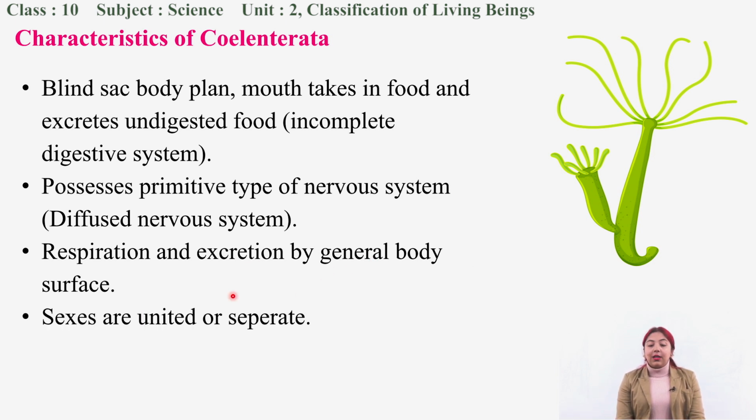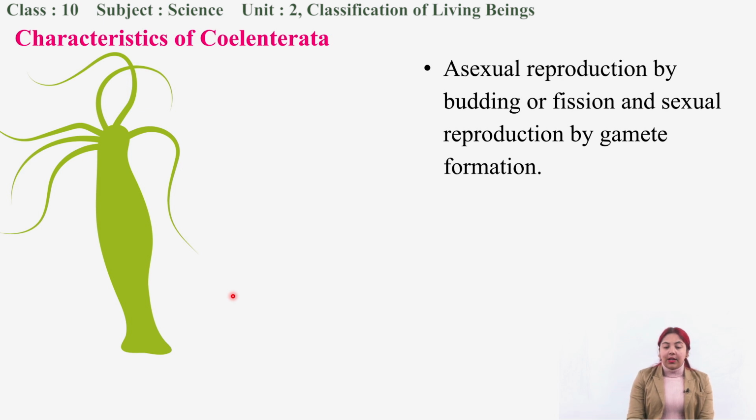Now their sexes are united or separated, which means they can either be unisexual, that is, individual organisms have either male or female reproductive organs, whereas they might also be hermaphrodite, that means the same organism will have both male and female reproductive organs. Now let us talk about the sexual and asexual reproduction. The asexual reproduction can occur by budding or by fission.